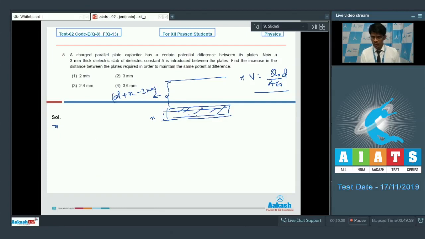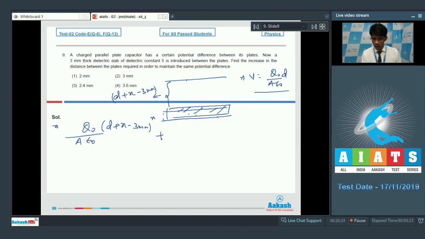Fine. And this distance being how much? 3 mm. So the potential difference now, with charge still being the same, Q0, will be, this is the field strength, and this distance, how much exactly is this one for? It is D plus x minus 3 mm. This is the potential difference up to here.